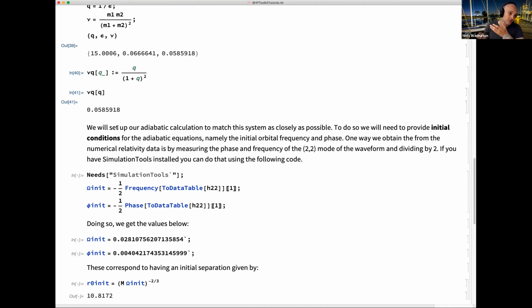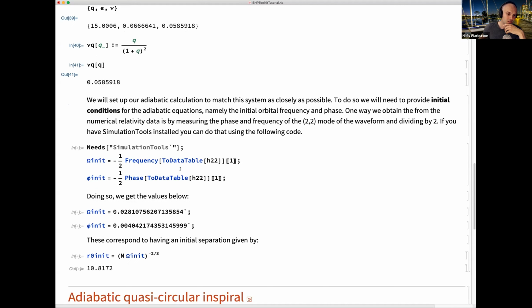So in order to make comparisons between waveforms, we want to set up the initial conditions for our perturbation theory waveform as closely as possible to the numerical relativity calculation. So one way we can do this is we need to extract the initial phase and the initial frequency. If you do happen to have SimulationTools installed, which is a package written by Barry Wardell and Ian Hinder, it's very useful. Then you can run this command here, which will load that and then compute the frequency in the waveform and the phase. But if you don't have that installed, don't worry, you can just use the two values that are given here. This is just the same.